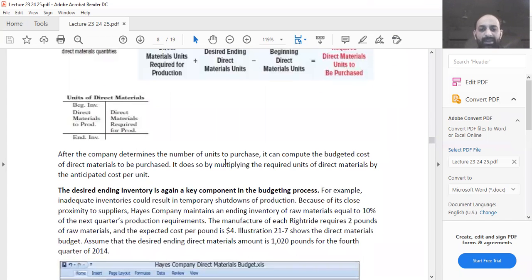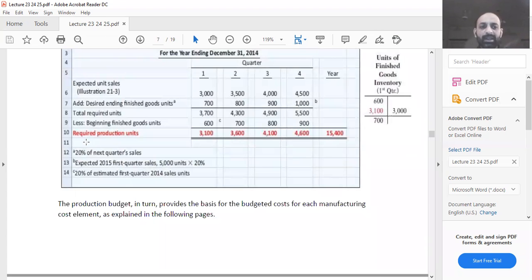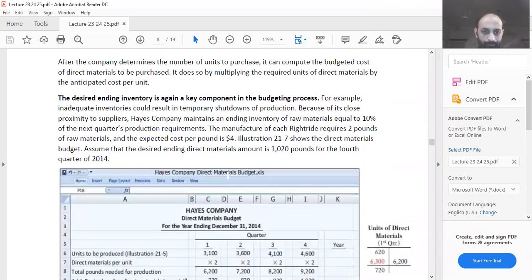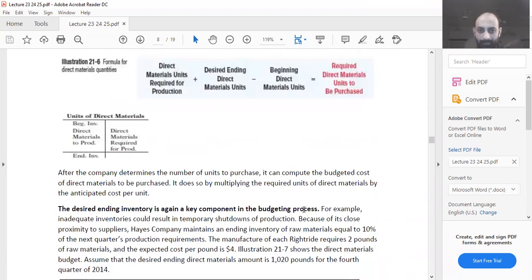After the company determines the number of units to purchase, it can compute the budgeted cost of direct materials to be purchased. It does so by multiplying the required units of direct materials by the anticipated cost per unit. So we have already calculated the required production units for each quarter. Now we will use that as the starting point for the direct material purchases. We know the units to be produced for each quarter, which is here.